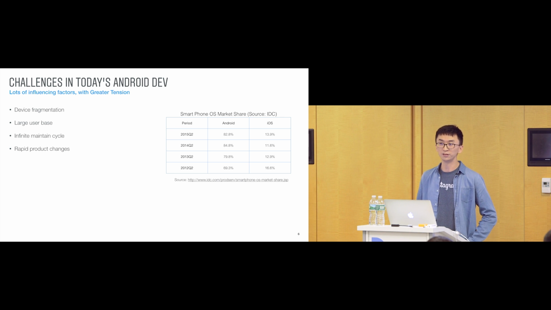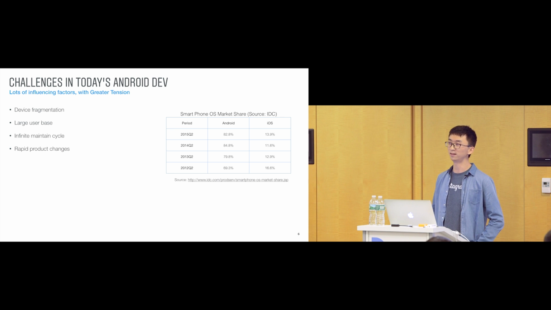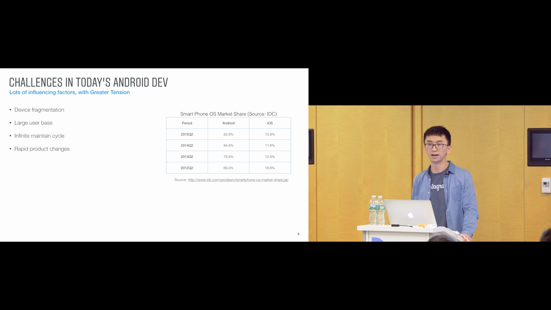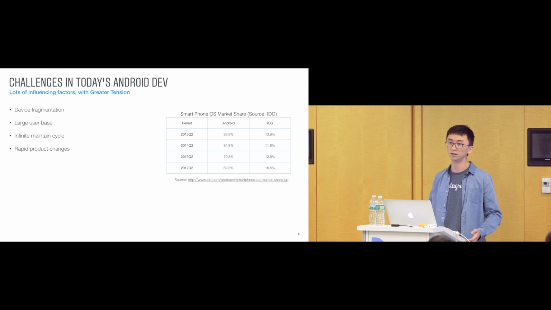Also, because Android has a large user base on this planet, those more than 1 billion Android users, they are in different places in the world. And they have different network connectivity. The network speed could be fast, could be slow, and you have to consider that as well.